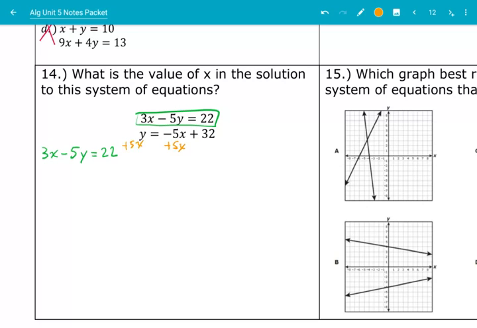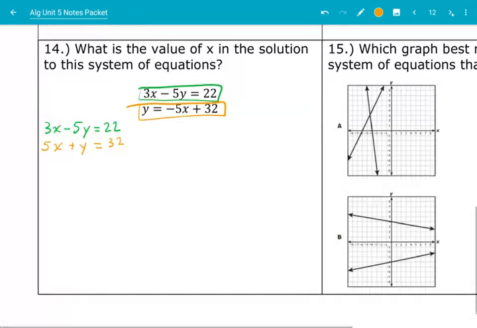And that'll give me this. I'm going to write it over here: 5x plus y equals 32. So that gave us that zeroed out, and then you drop these down. I'm going to get rid of that just to be nice room. Okay, so the second one is orange and the first one is green.